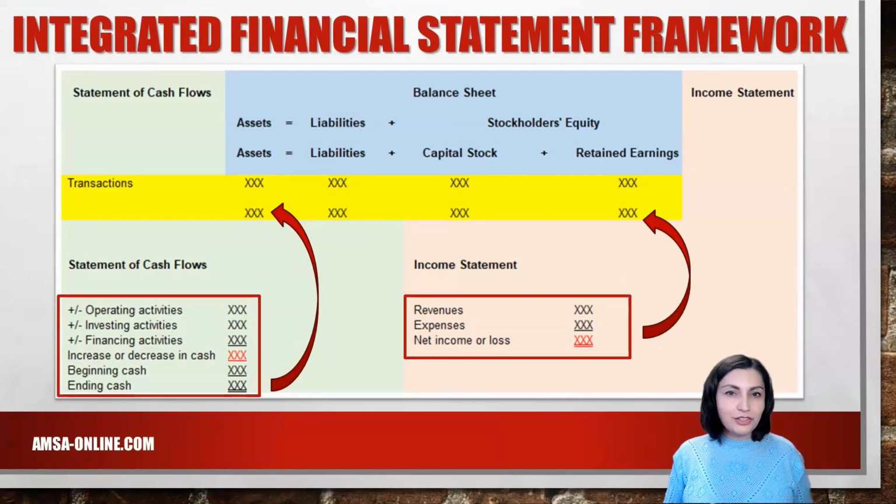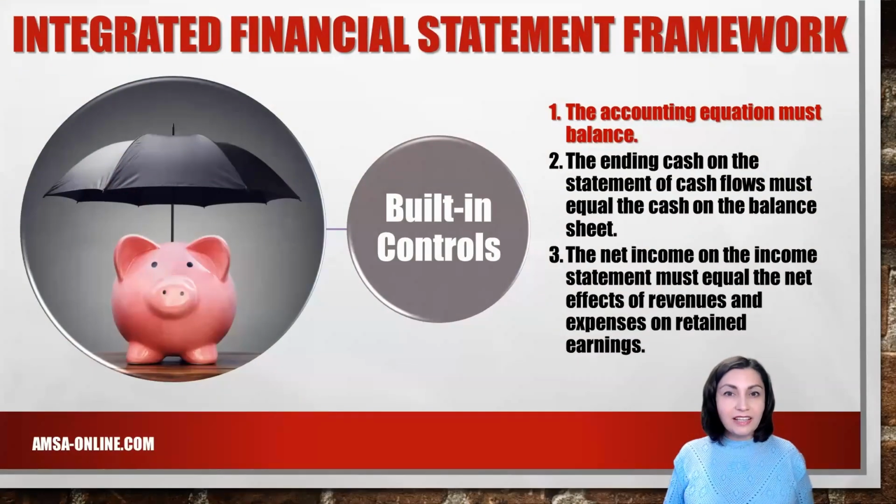The integrated financial statement approach shown on this slide has built-in controls to ensure that all transactions are correctly analyzed, recorded, and summarized. These controls include the following. The accounting equation must balance, which means that assets must be equal to liabilities plus stockholders' equity. The ending cash on the statement of cash flows must equal the cash on the balance sheet. The net income on the income statement must equal the net effects of revenues and expenses on retained earnings.